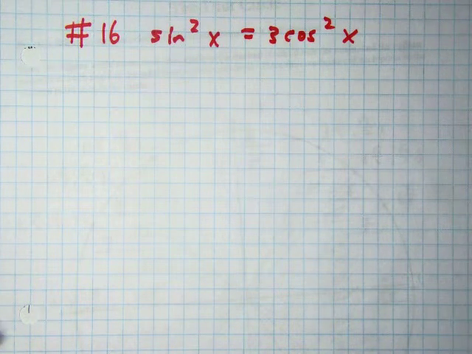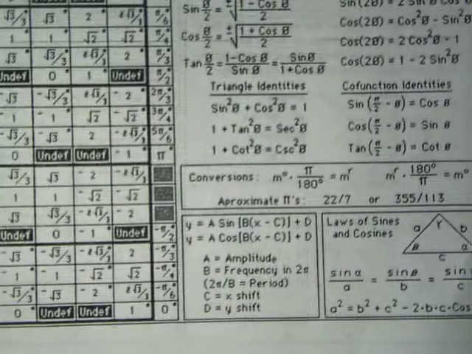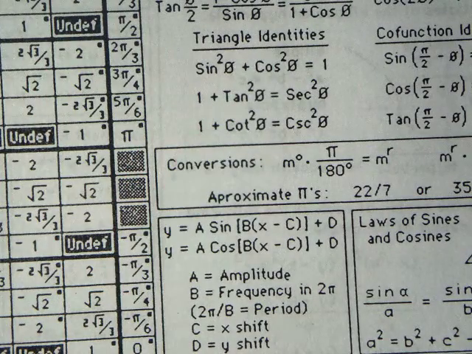So what we're going to do is let's go ahead and use the triangle identity here. Again, I'm looking at my trig cheat sheet. Right here, triangle identities. I'm going to use the fact that sine squared plus cosine squared equals 1. Or I can say 1 minus sine squared equals cosine squared, or 1 minus cosine squared equals sine squared. So I'm going to use that right now.